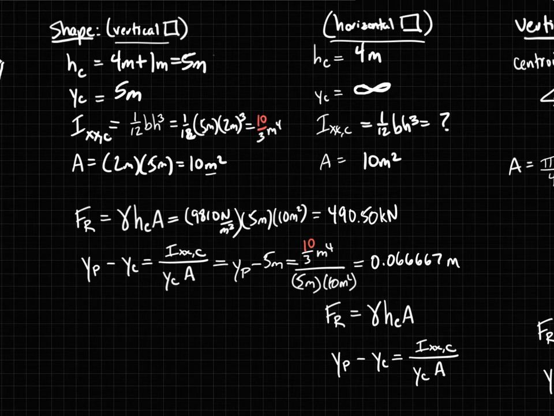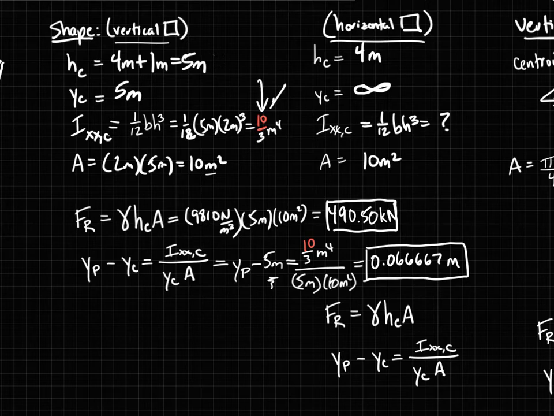All right, so if you plug those numbers in a calculator, you get the force is 490.50 kilonewtons, and that YP is 0.066667 below the Y of the centroid. Now notice there was an error right here. You probably caught that earlier. That should have been a 10, so I had to fix it over here as well. My apologies. Anyway, that is kind of the gist of what we're doing here.